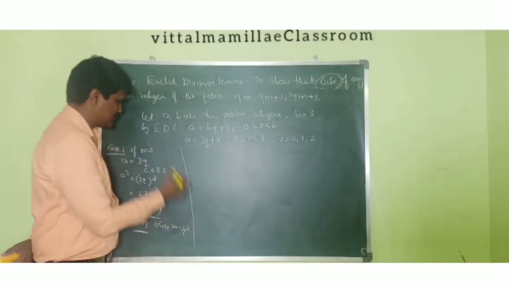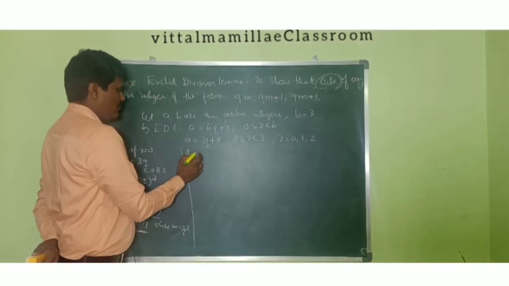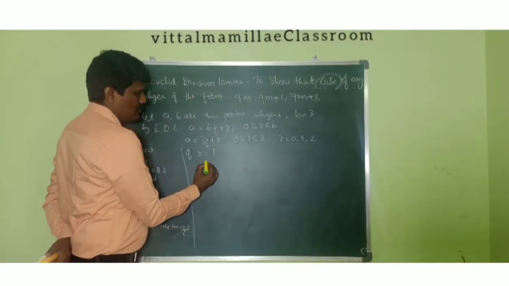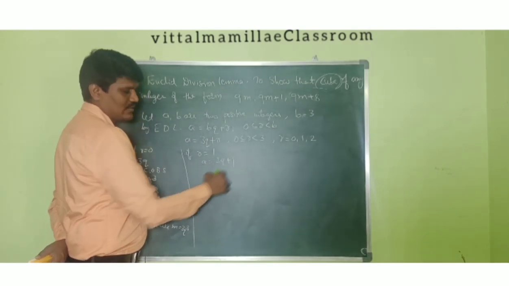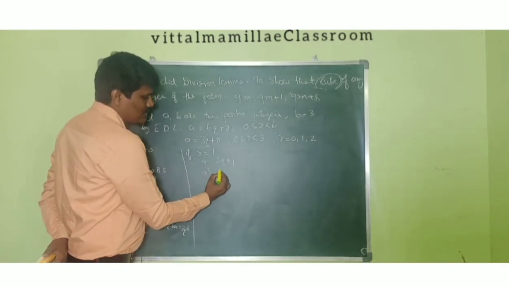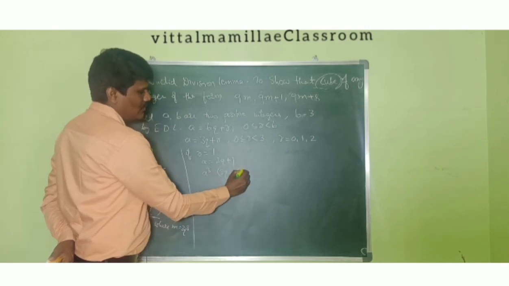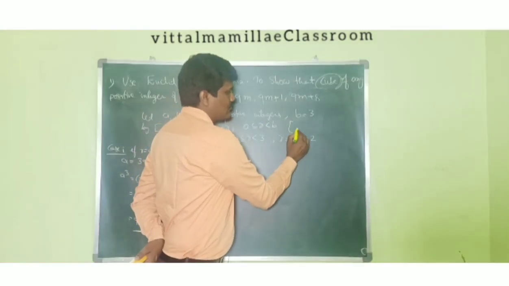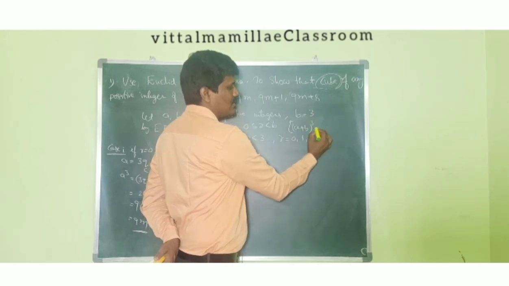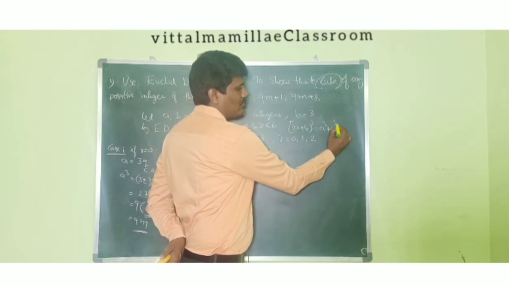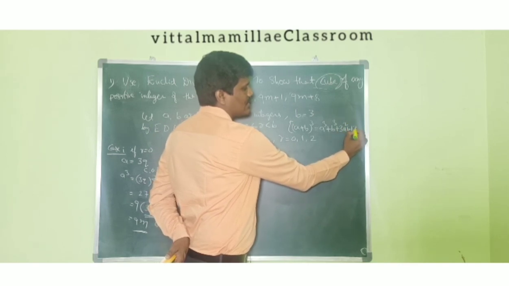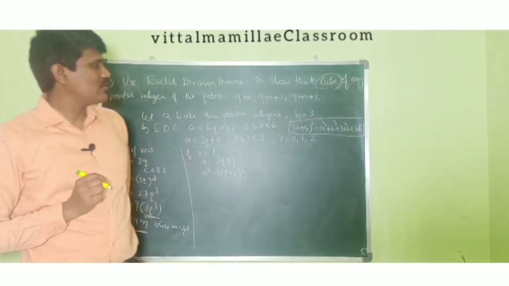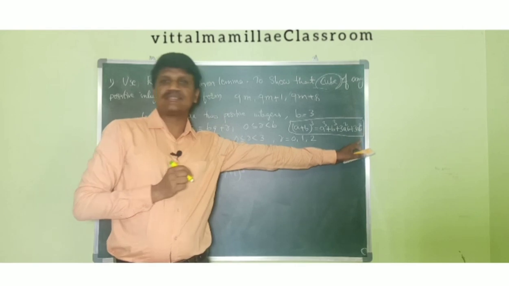And the second case. What is the second case? If r is equal to 1, what happens? a is equal to 3q plus 1. Cubing on both sides, a cube is equal to 3q plus 1 whole cube. What is the a plus b whole cube formula? a plus b whole cube is a cube plus b cube plus 3a square b plus 3ab square. This anyway you know.